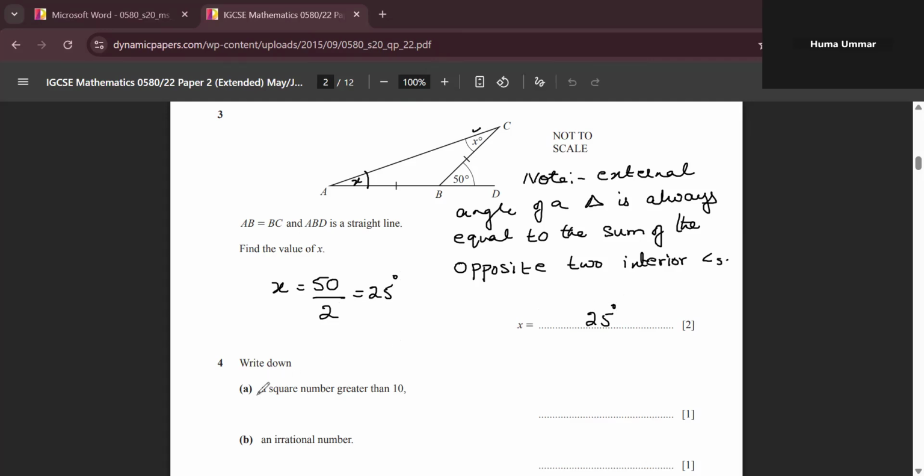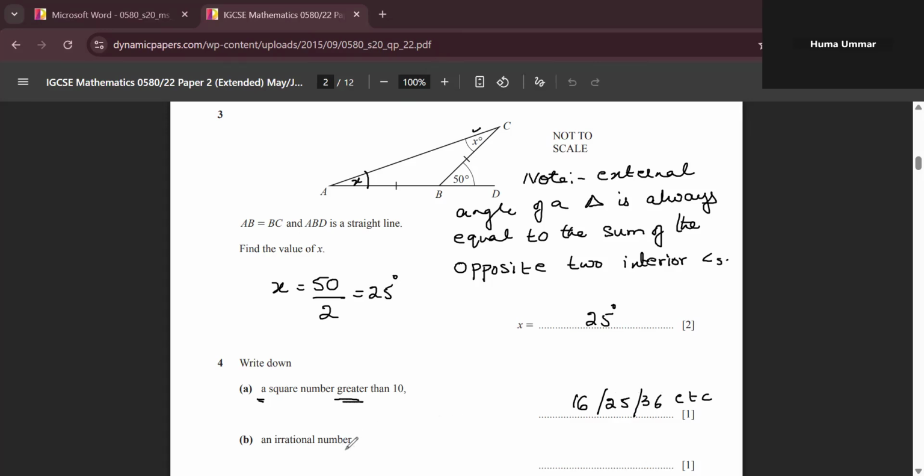Question number 4, write down a square number greater than 10. What are the square numbers? Square numbers are 4, 9, 16, 25, 36, 49, like this. But they are saying greater than 10, so you can write 16 or 25. They want a, meaning only one. So it could have been 25 or 36, like this. You can keep on going.